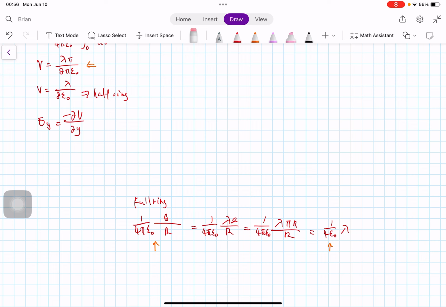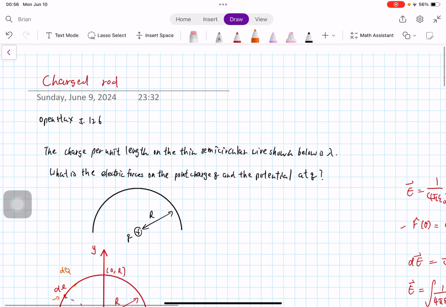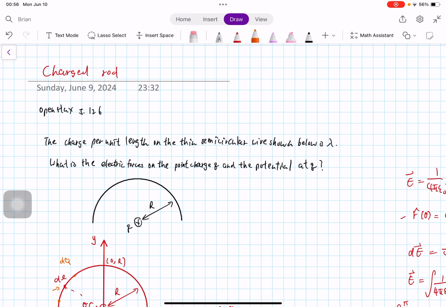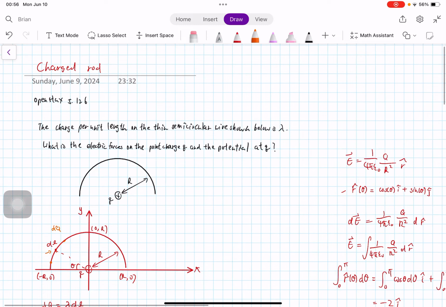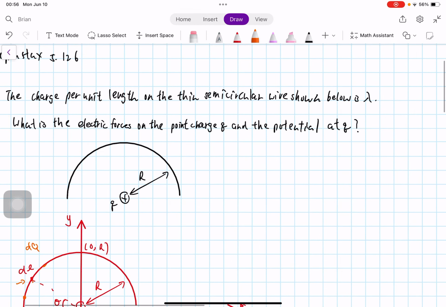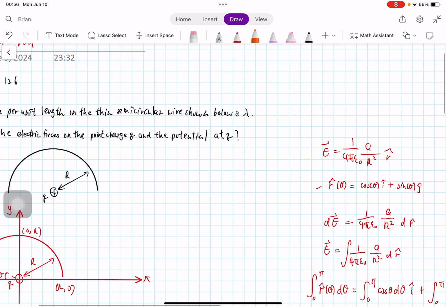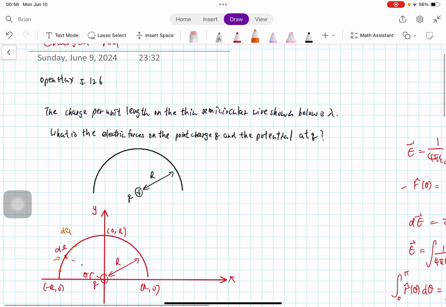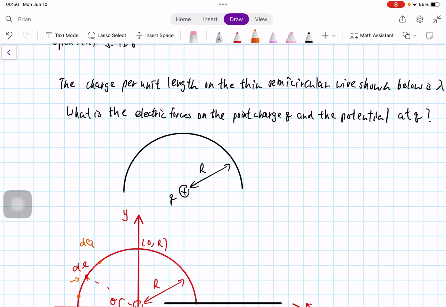Now I have to do the electric forces at Q, which is what the problem was asking originally. So here I'm just trying to sum up all the electric forces to find the electric forces on Q. If we take this point here, the electric forces will go in this direction. If we take this point here, the electric force will go in this direction.